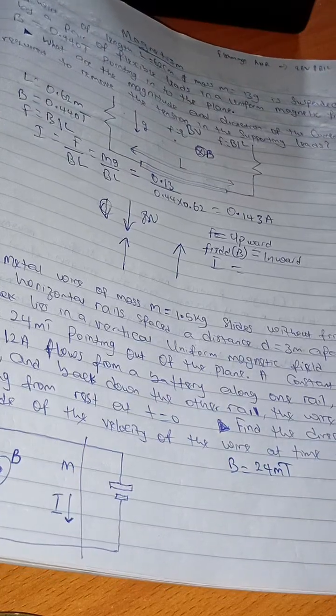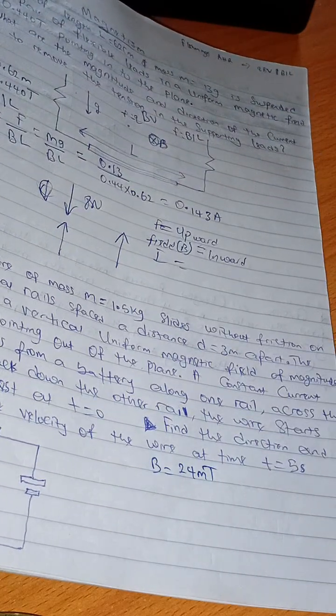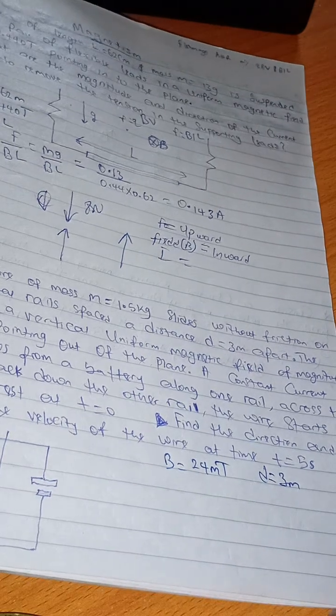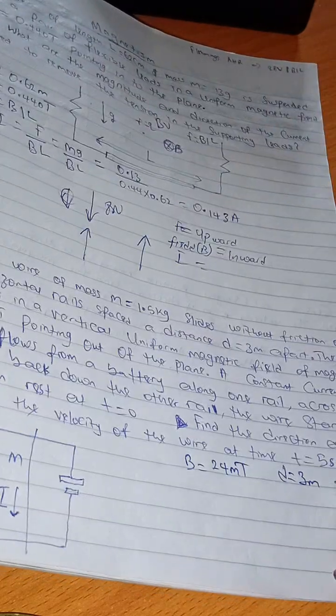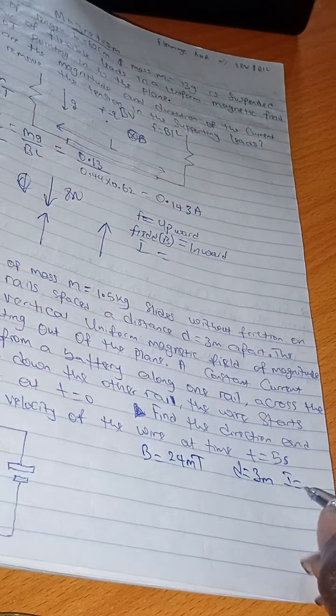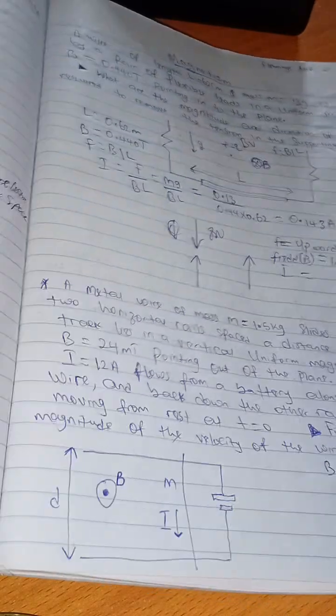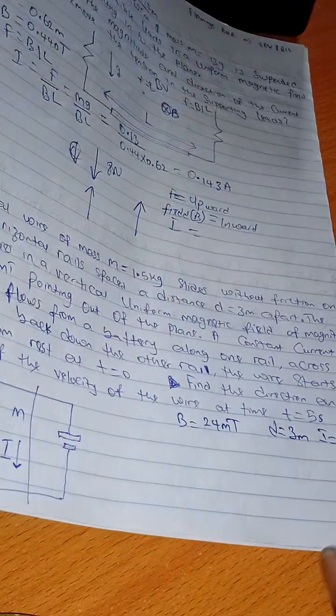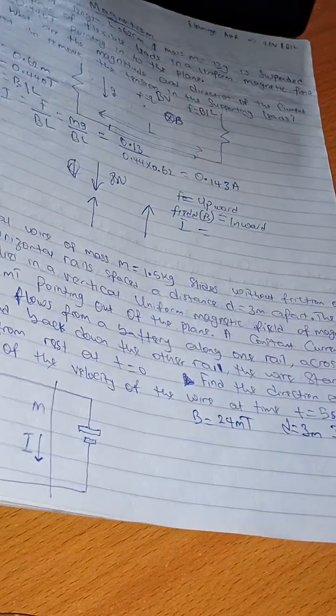mT, pointing out of the plane. We have d to be 3 meters. A constant current I of 12 ampere flows from a battery along one rail, across the wire, and back down the other rail. The wire starts moving from rest at t equals 0. Find the direction and magnitude of the velocity of the wire.